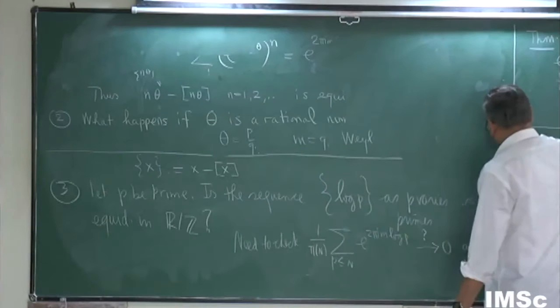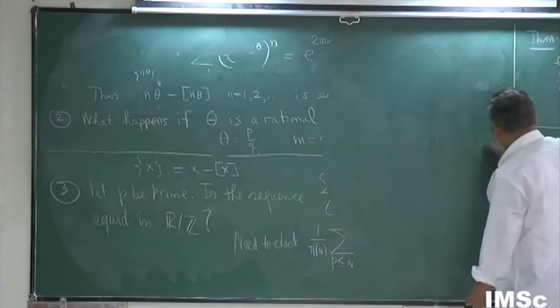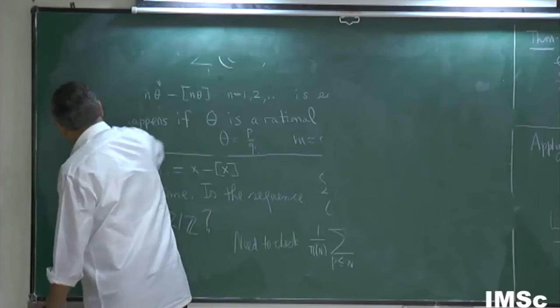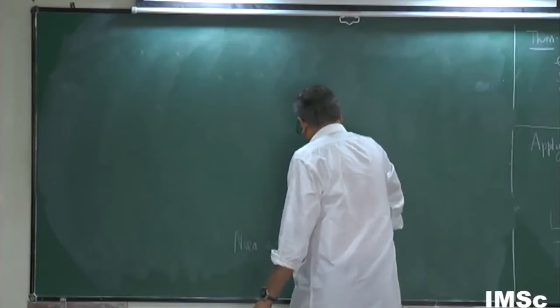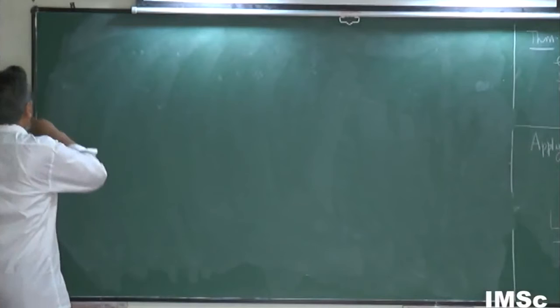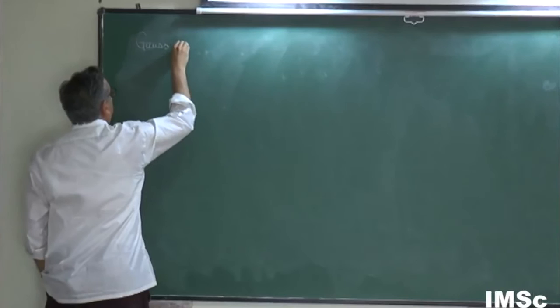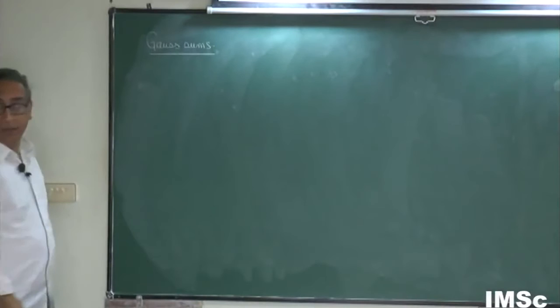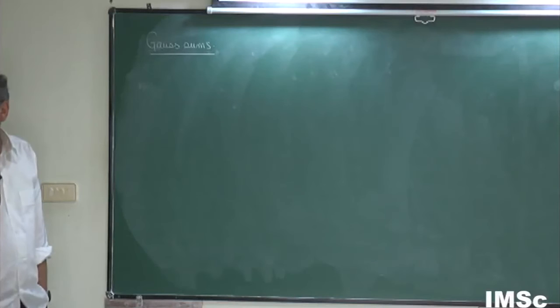The whole notion of equidistribution is the underlying philosophy of analytic number theory. It tries to understand how things are distributed. So let's look at what are called Gauss sums. Sometimes these questions of equidistribution can be very difficult, and I want to illustrate such an occasion by asking a very simple question.